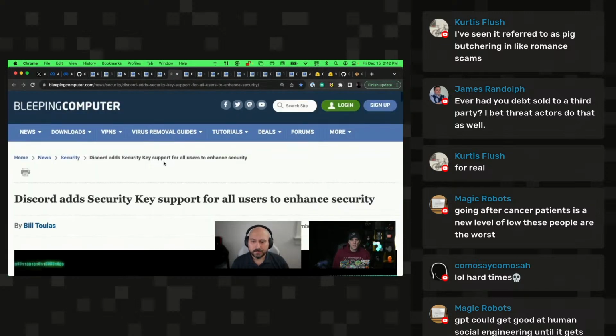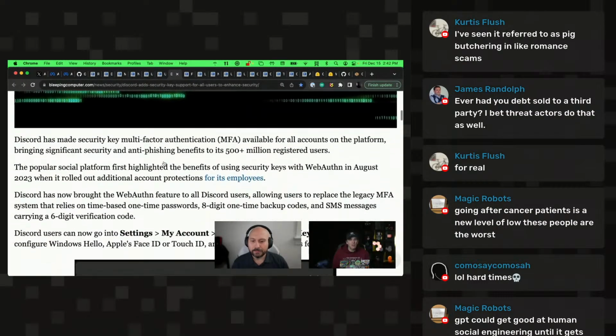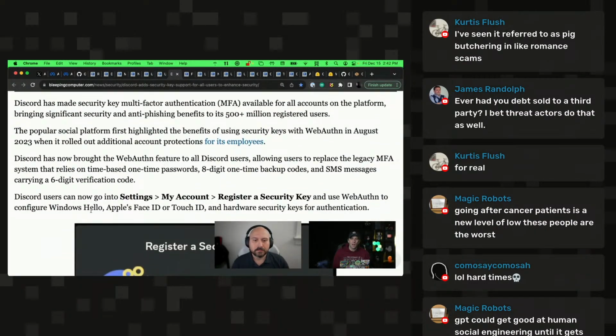So next up, this one is super short. Discord has added physical security keys as a countermeasure for people who want to prevent their accounts from being breached. Phishing has been a big deal on Discord for quite some time.